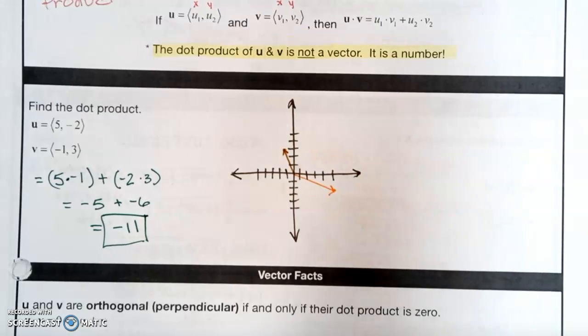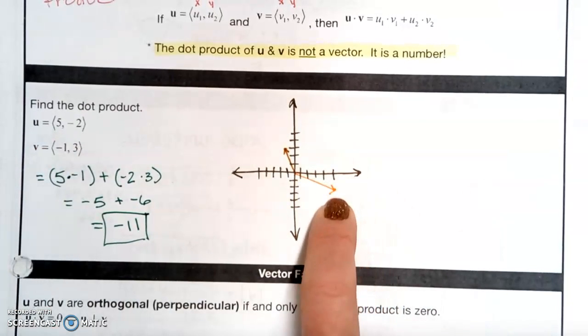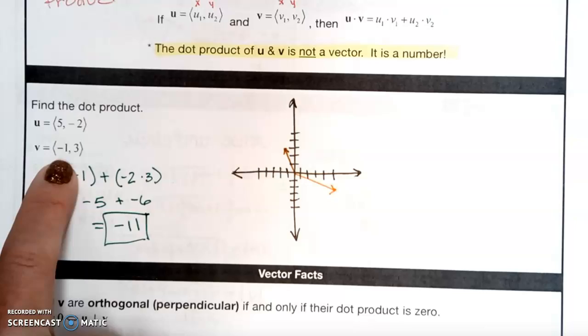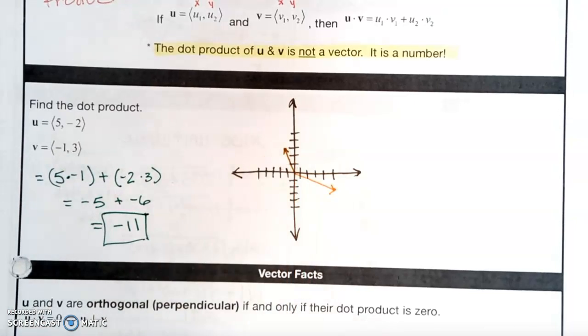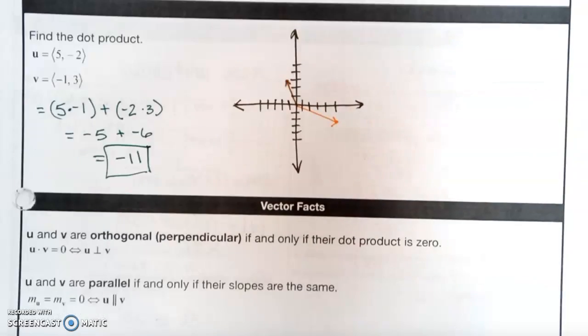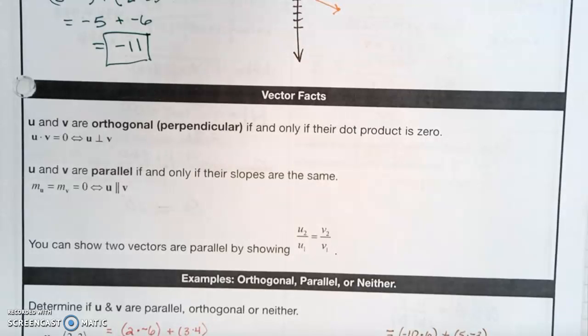And if they want you to draw it, this is your first vector. 5, negative 2 would be this one over here. And your second vector, v, would be negative 1, 3 going up there. Okay? Any questions on that? It's pretty easy. All you need to do is basically remember order of operations. Just multiply first, then add second.